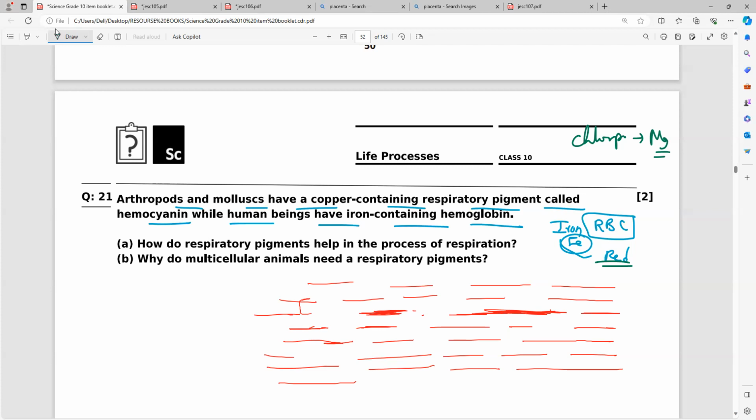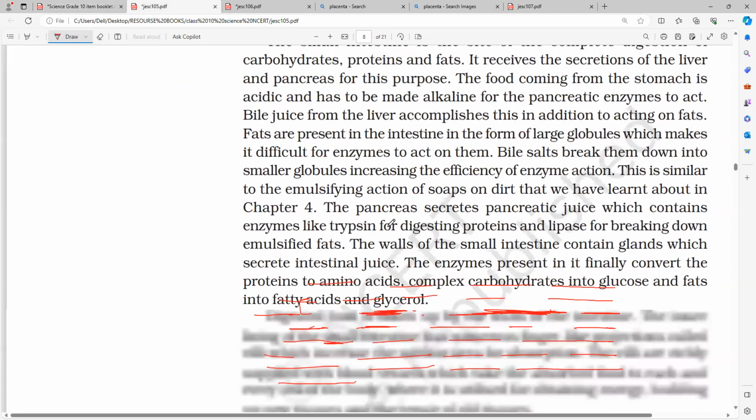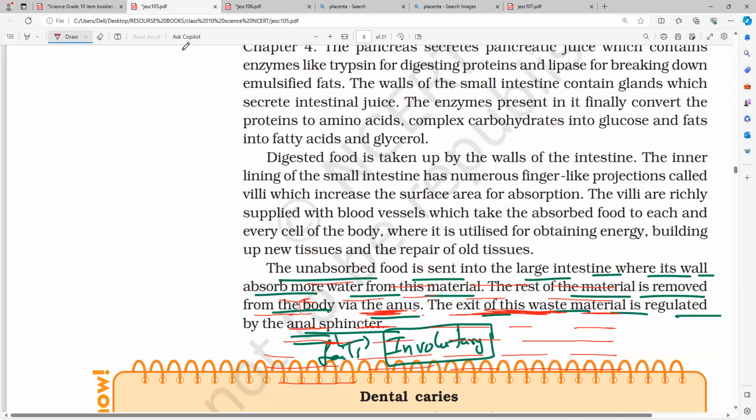Now, how do respiratory pigments help in the process of respiration? How will they help? We all know. Who will transport the oxygen? Which part of the blood will transport the oxygen? Again, which page? Tell me the page number. Red blood cells, where will it come? You all should tell. Transportation, I think not life process. Which chapter will it come in? How do organisms... No, this chapter only. It is a life process.